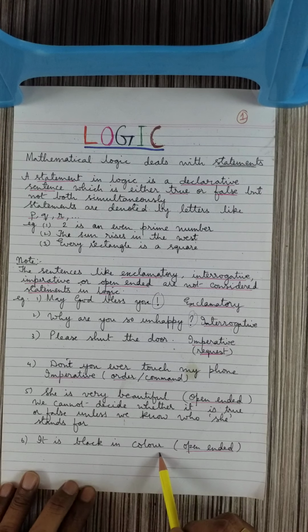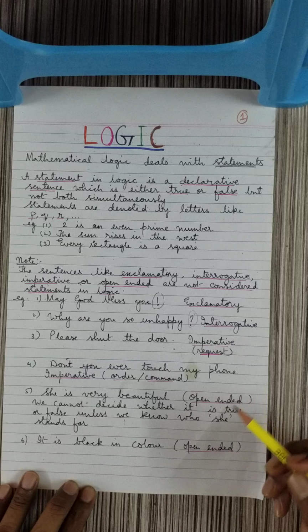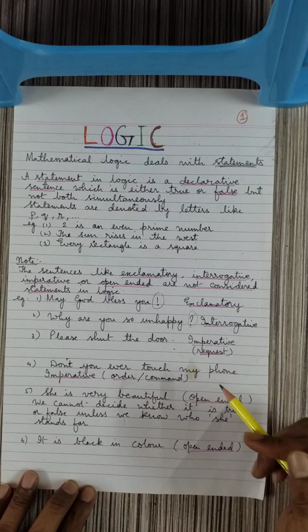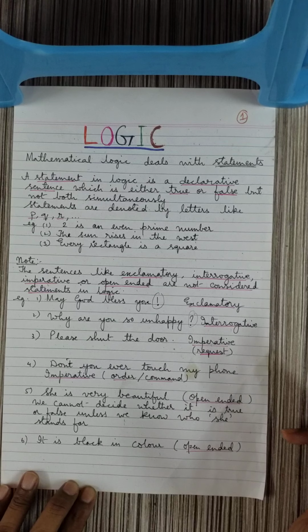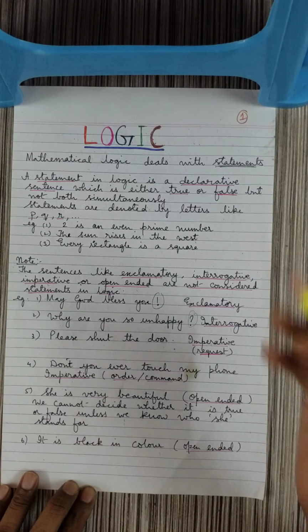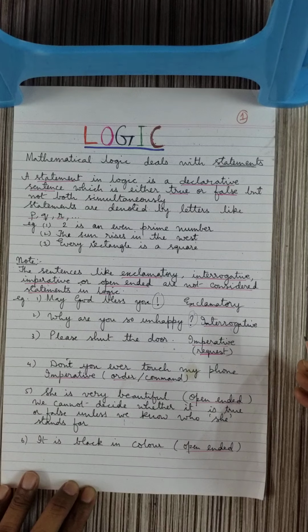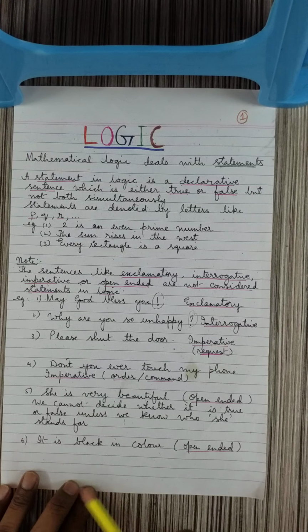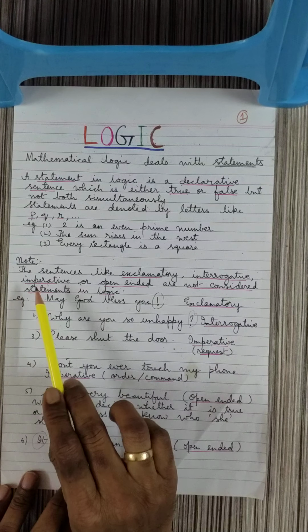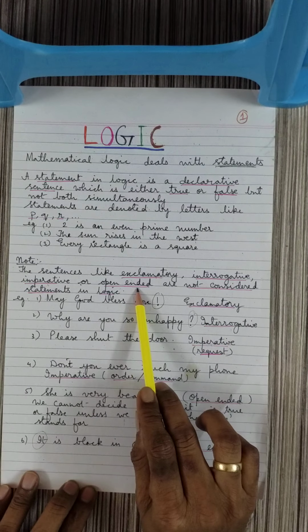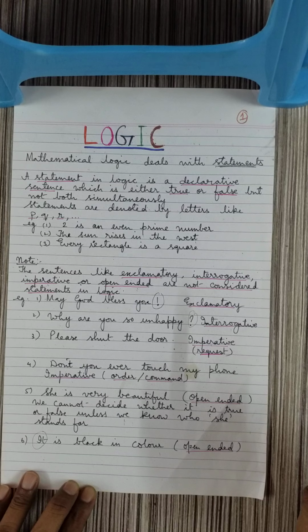It is black in color. Now, if somebody is pointing to the hair, I can say it is true. But if I'm just saying it is black in color, we have to know what that it stands for to decide whether it is true or false. So that is called an open-ended sentence, which will depend upon what it stands for to decide whether it is true or false. So coming back, exclamatory sentences, interrogative sentences, imperative sentences, and open-ended sentences are not statements in logic.